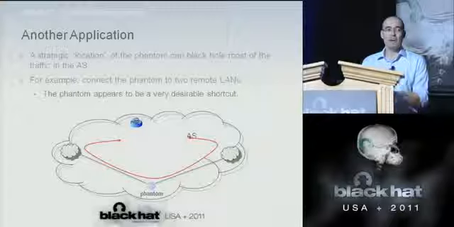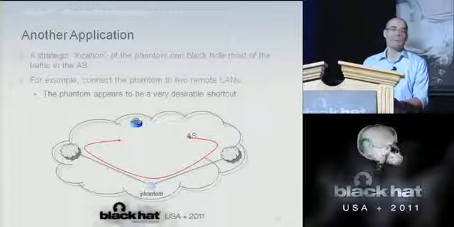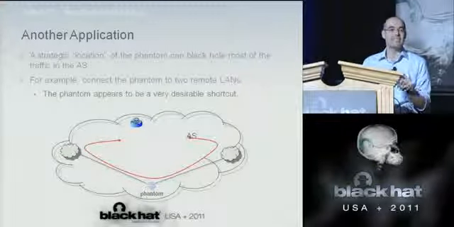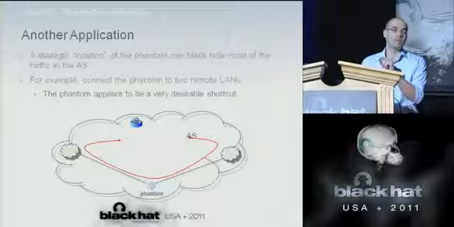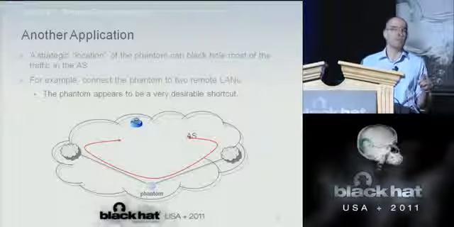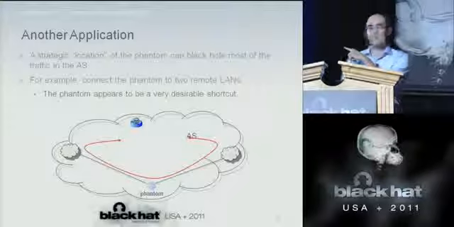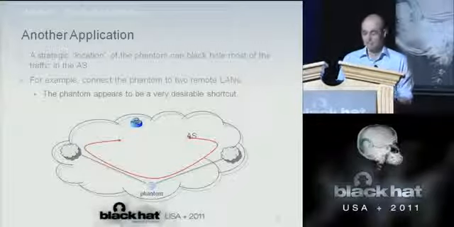And this is a very powerful attack. We simulated the attack on real ISP topologies and found out that if the attacker chooses wisely the networks the phantom router will be connected to, it can actually black hole more than 50% of the traffic in the autonomous system. Just 50% of the traffic in the autonomous system will disappear by this simple attack, and that's it.